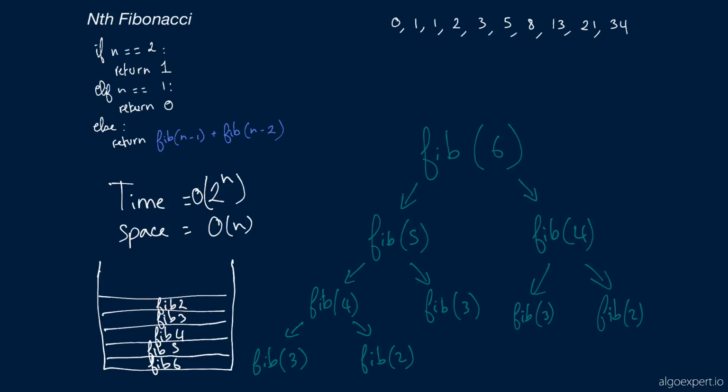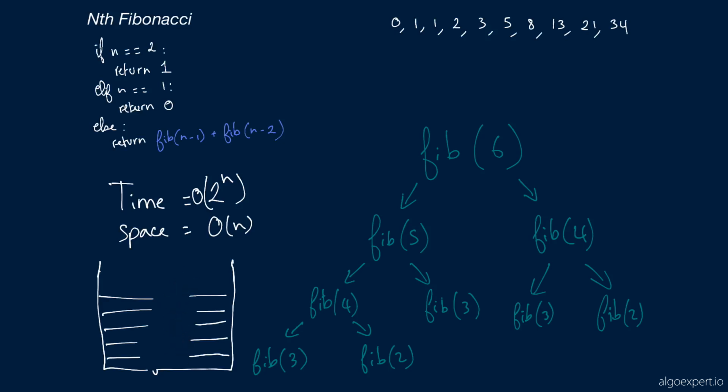And so once we hit fib of 2, we can erase fib of 2, then erase fib of 3, then erase fib of 4, then erase fib of 5, and then erase fib of 6, because we go back up the call stack. But mind you, this is done like twice over.